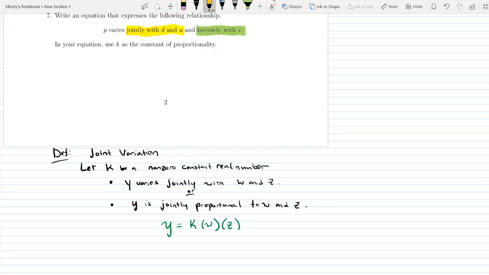So let's look just at this first one here. We're going to use k as our constant of proportionality. This is another way of just saying constant of variation, right? So k is representing the same thing we've been using it for. So here we've got p is going to be equal to k times, and just like down below, jointly with d and u, we've got p is equal to k times d times u. But now we have extra information here, that p also varies inversely with v.